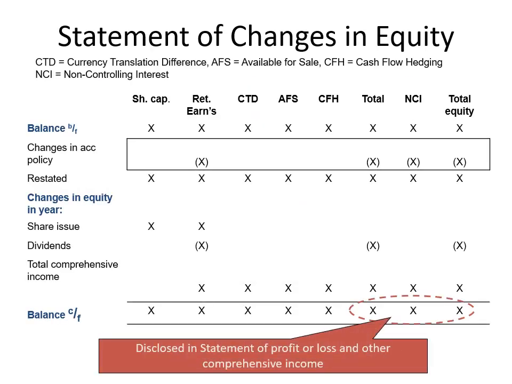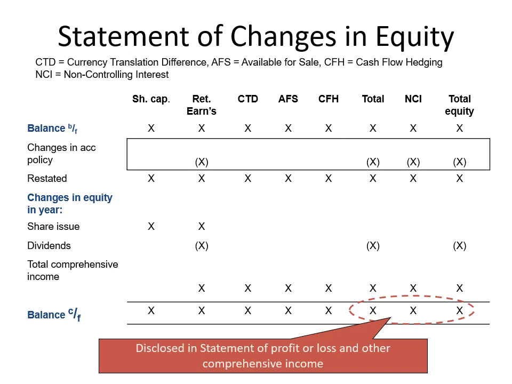Okay, this picture shows how any item or any transaction concerning equity that might influence the equity should be included in the statement of changes in equity. So we have CTD here, currency translation differences, and then we also have AFS as available for sale item. We have CFH here, cash flow hedging, and then the last one we have the column that provides us with information about any item attributable to the non-controlling interest.